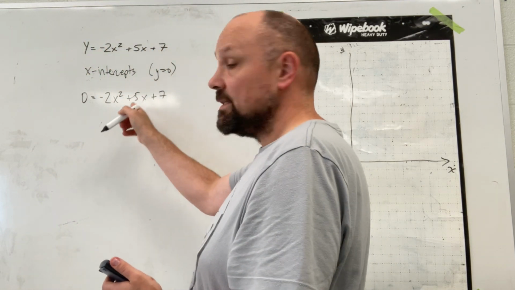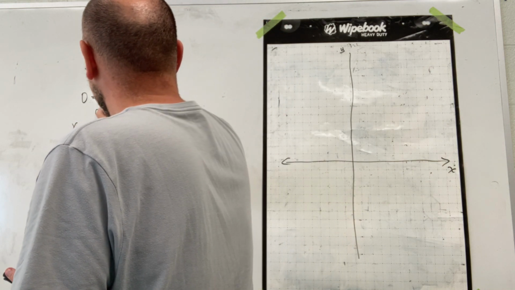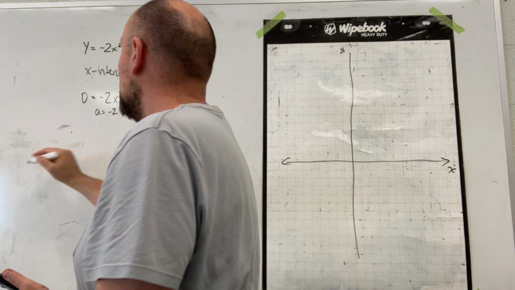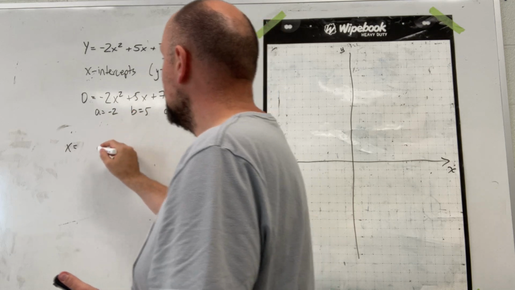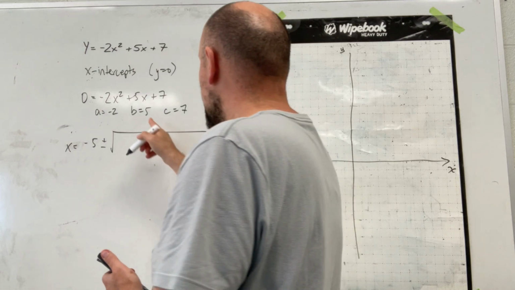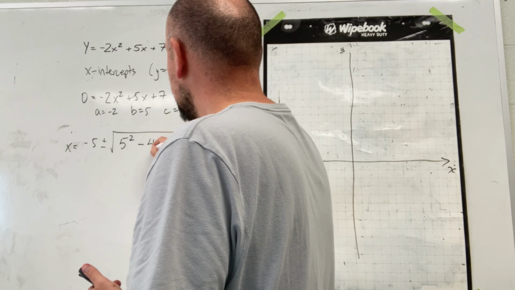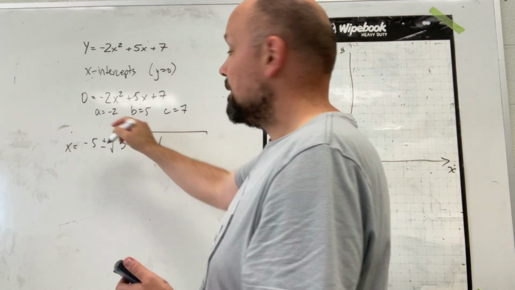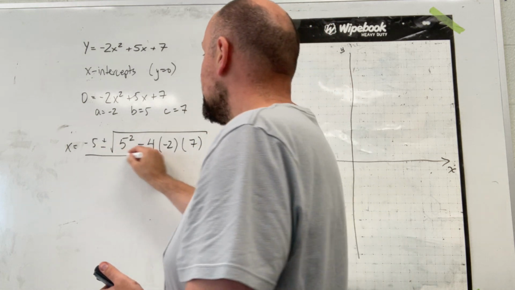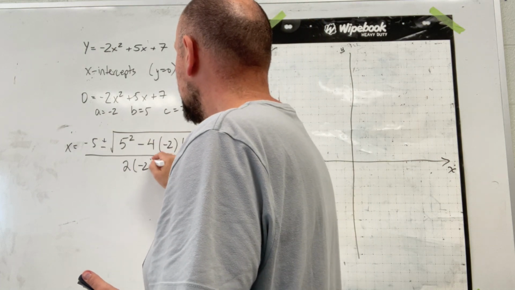Now I'm going to plug this into my quadratic formula and see what I get. So the quadratic formula says a is -2, b is 5, c is 7. So x equals -b, so -5, plus or minus the square root of b squared minus 4 times a times c, and then all divided by 2a. Okay?